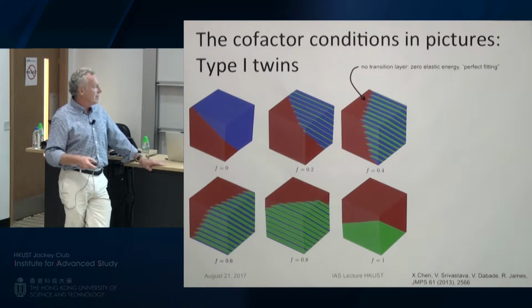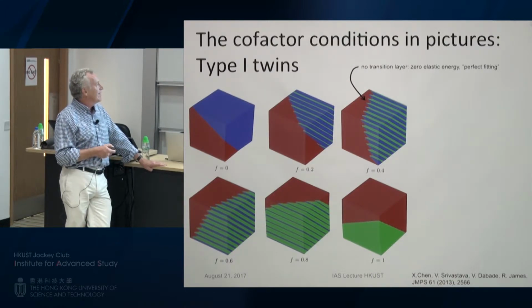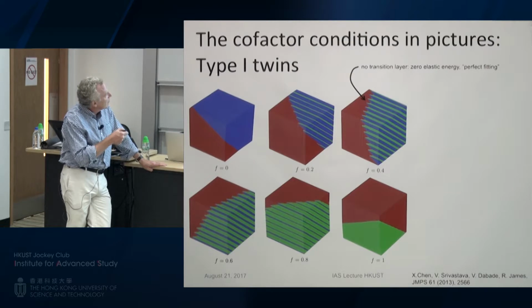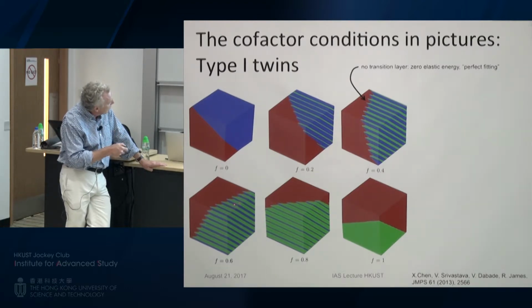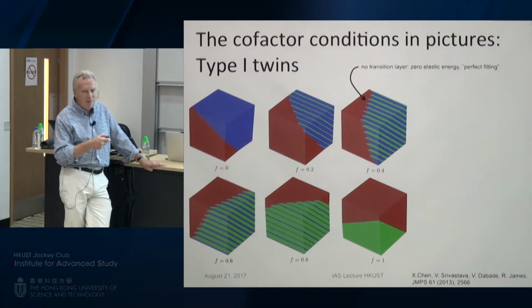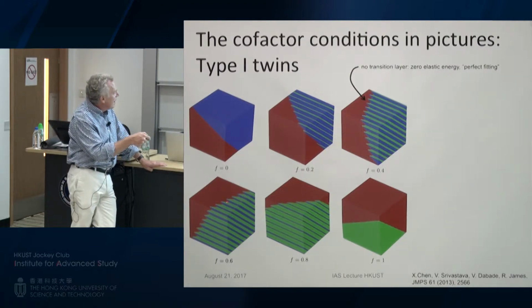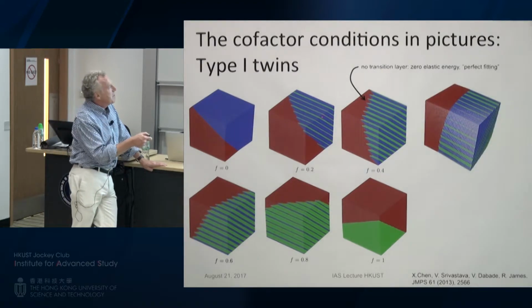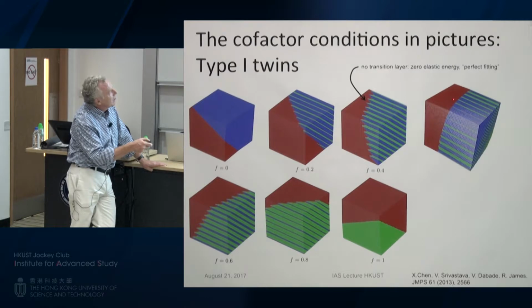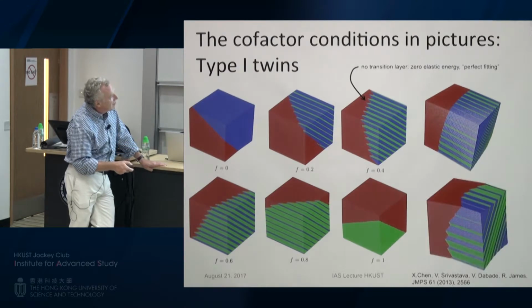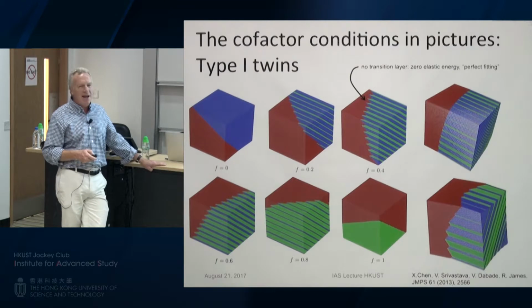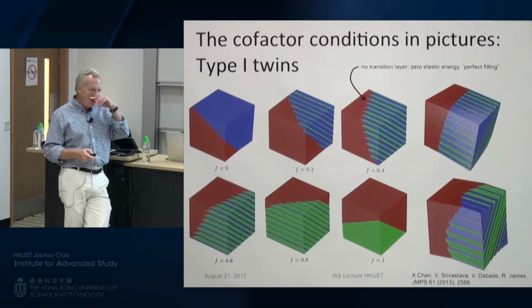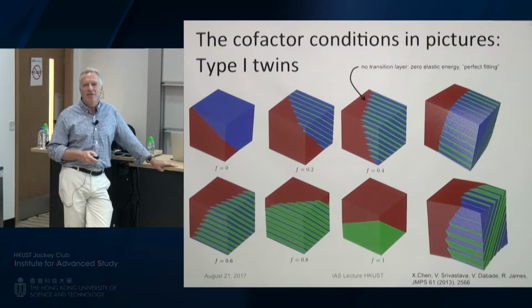In fact, this is an important result from Sherry Chen's thesis: this is a case for half the solutions for the so-called type 1 twins. Again, you don't need the transition layer. So every little region has a change of shape. It can be even, in fact, a large change of shape. Everything fits together perfectly. There's no elastic energy. And in fact, once you have that, you realize you can make curved interfaces. There's all kinds of structures you can make which fit together perfectly and have no elastic energy.